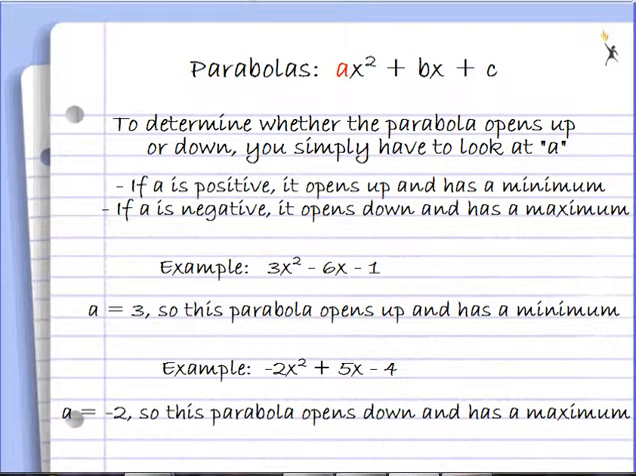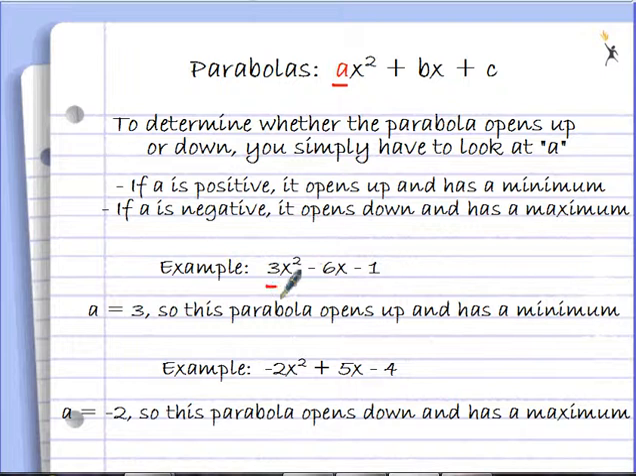Our parabolas, remember, have the form y equals ax squared plus bx plus c. It's a really quick visual inspection to be able to tell whether your parabola is going to open up or open down. To do that, I'm really just going to look at a. If a is positive, your parabola is going to open up and have a minimum. If a is negative, it's going to open down and have a maximum.